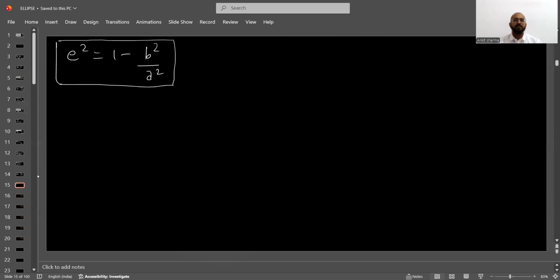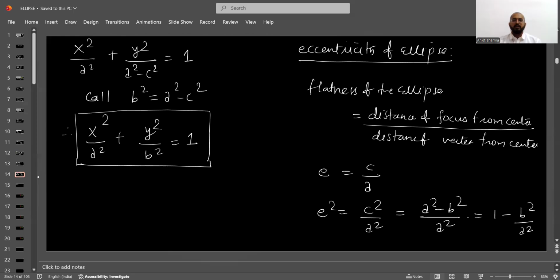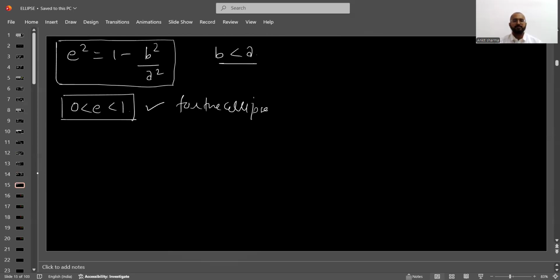Now this is a positive quantity and here b is less than a. So e is going to lie between 0 and 1 for the ellipse. Now we need to see what these things are. Okay, so far we have written all these things. Now let's first define all these terminologies basically.